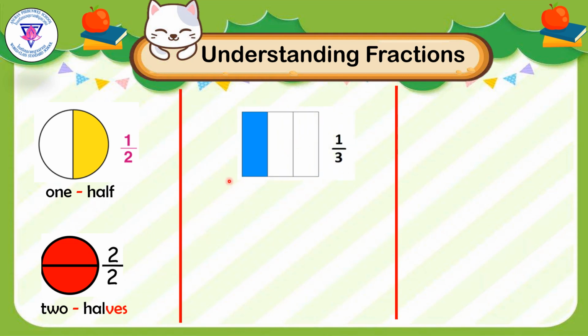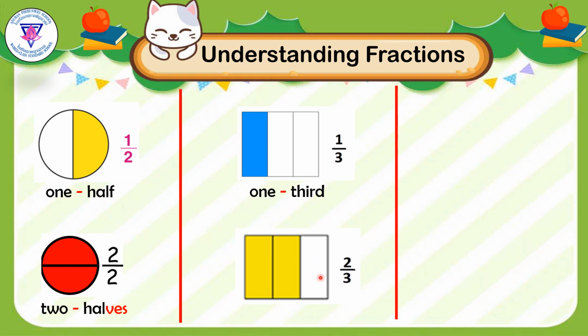What if we divide one shape into 3 equal parts? As you can see in this example, we have 1, 2, and 3. I colored one part out of 3. If you write it in fractions, it will be 1/3. I'll repeat, 1/3. What if I add another color in this shape?